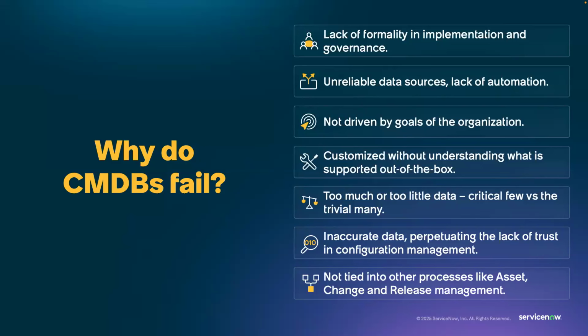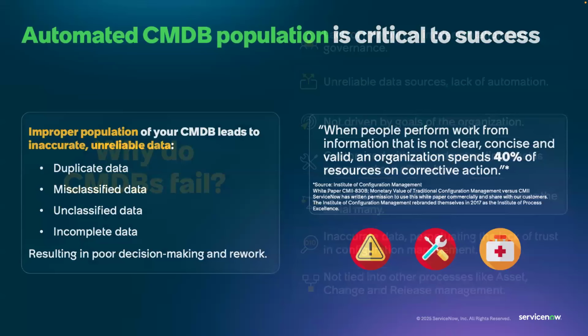And then, too much or too little data, right? The critical few versus the critical many. Inaccurate data begets lack of trust in the configuration management database, right? And then having processes that are not tied to the actual CMDB. So doing changes without requiring a CI associated to it, what's the point if you're not going to leverage the data, right?